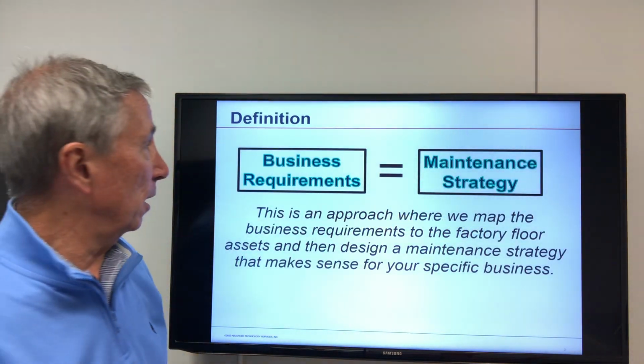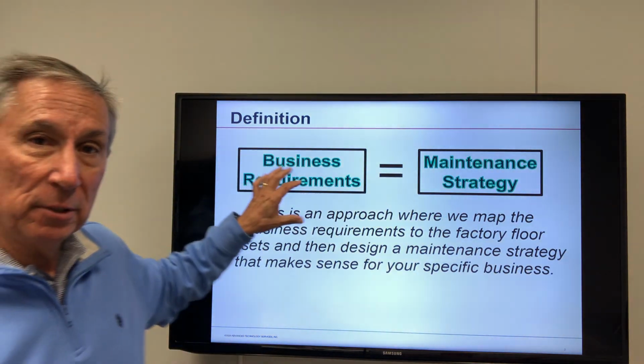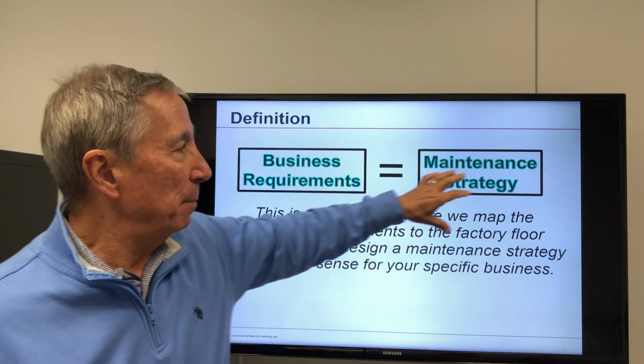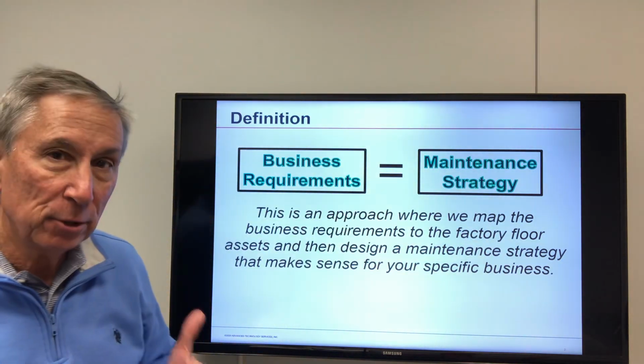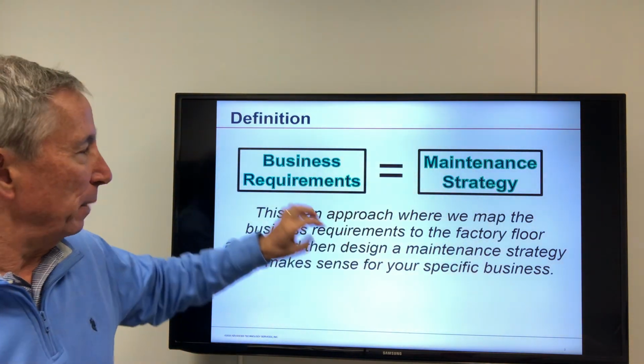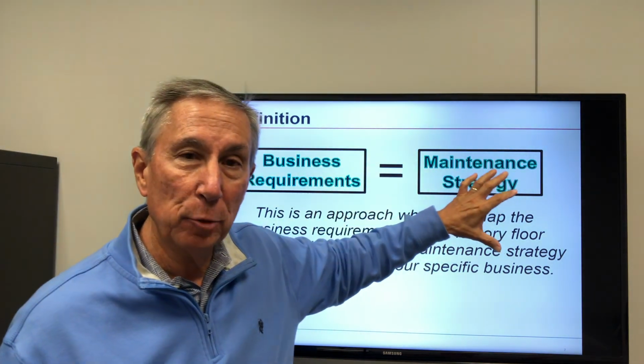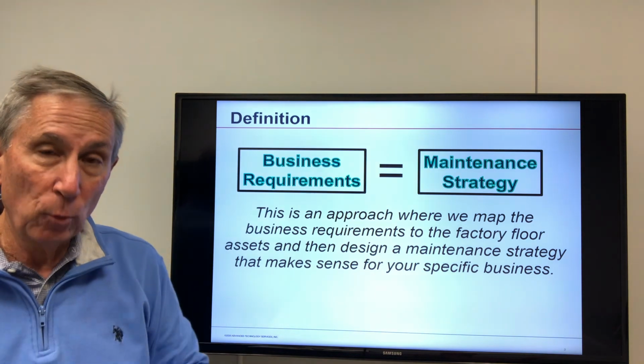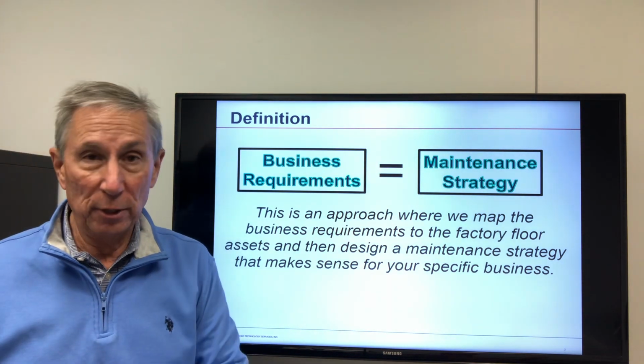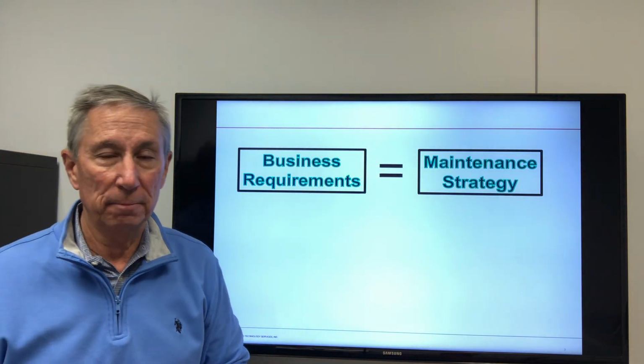If you remember last time, we talked about taking business requirements and mapping them back to a maintenance strategy. This approach makes sure that you're aligned with the needs of the business, and the money and the time and effort you spend in maintenance get you what you need and only what you need, and you don't overspend or underspend.